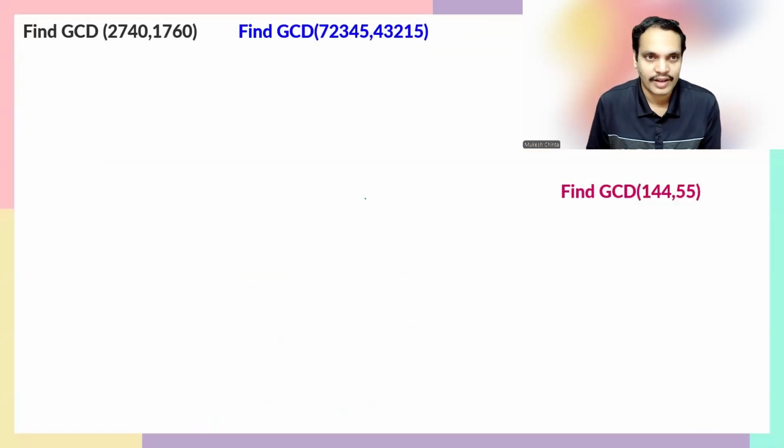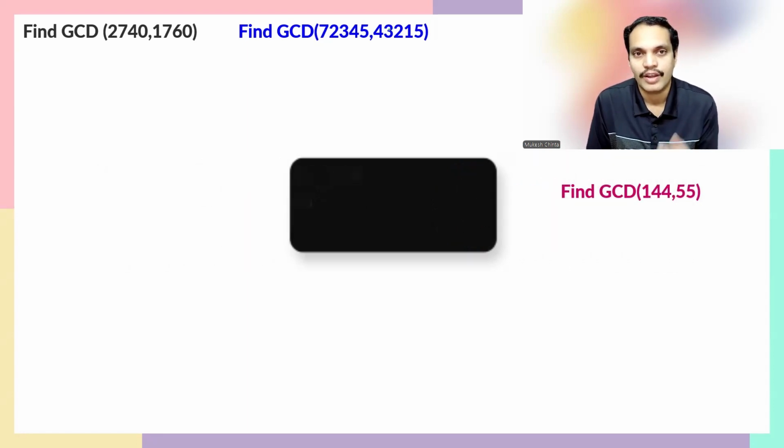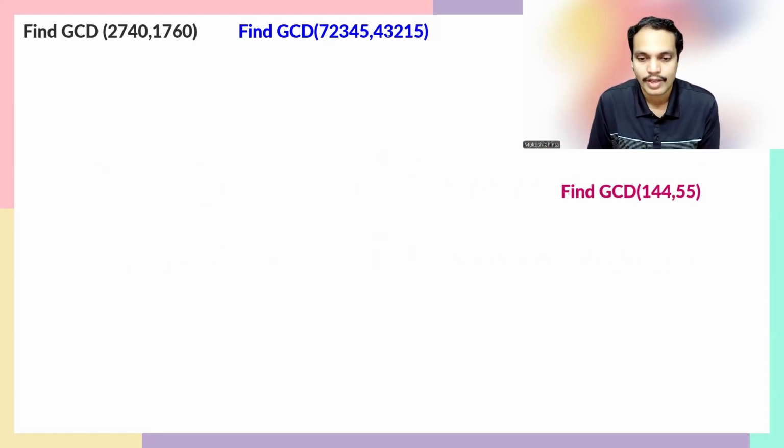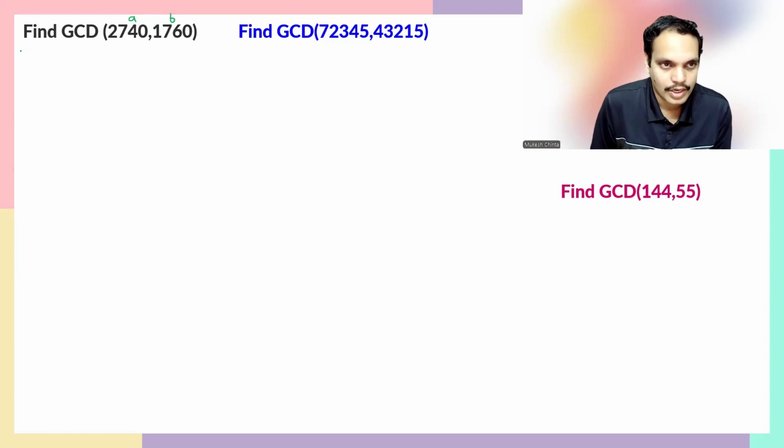Now, let me show you. I brought 3 examples, and I somehow brought some large numbers, to show you how easy it is to calculate the GCD for any given 2 numbers using this method. Let me start with this one. So GCD of 2740 and 1760. Now this becomes my A and this becomes my B, isn't it? So first I have to divide 2740 by 1760. 2740 is equal to, how can it be written? The quotient will be 1 into 1760 plus whatever is the remainder.